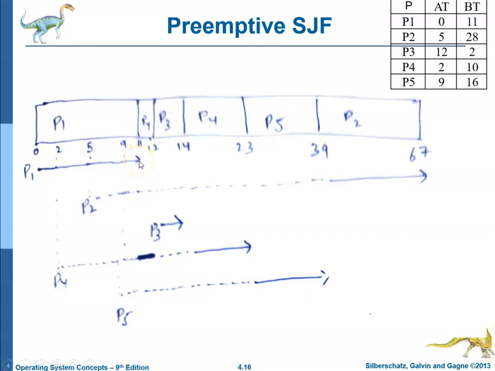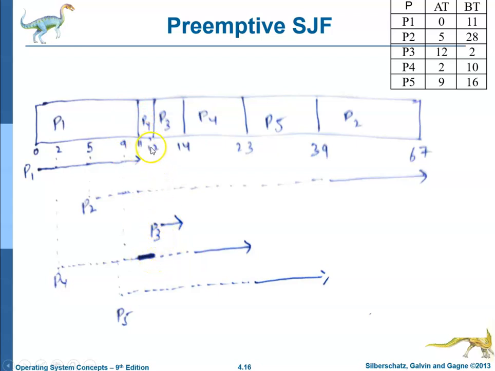P1 has completed execution, so the CPU has to schedule the next process. The processes available are P2, P4 and P5. P3 has not yet arrived into the system. P2's burst time is 28, P4's burst time is 10 and P5's burst time is 16. So P4 being the shortest job, it will start execution at 11 and continue to execute.